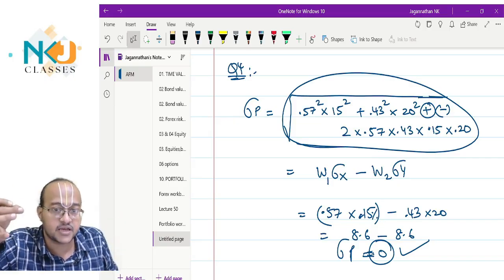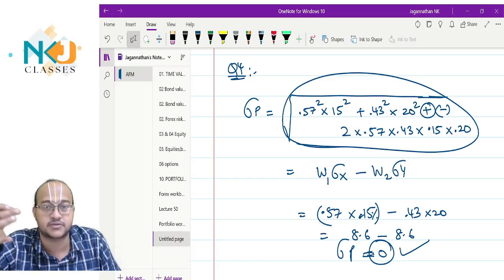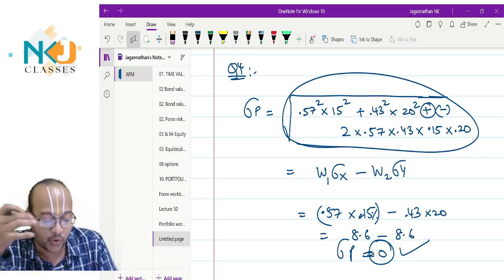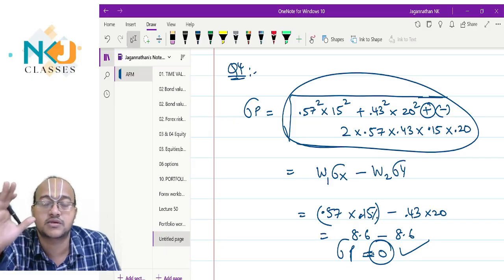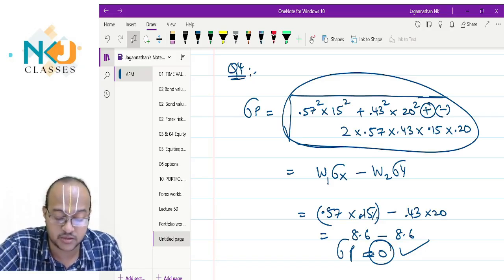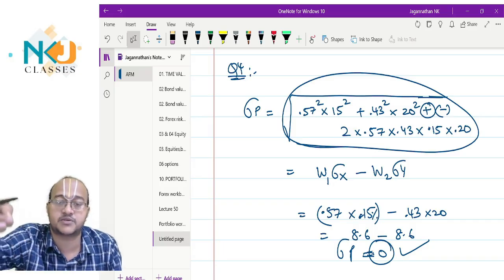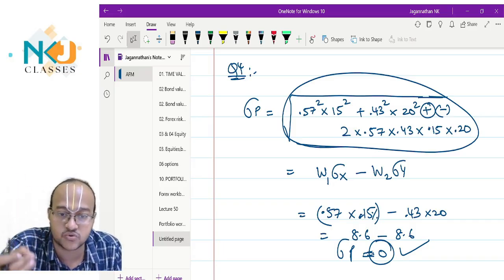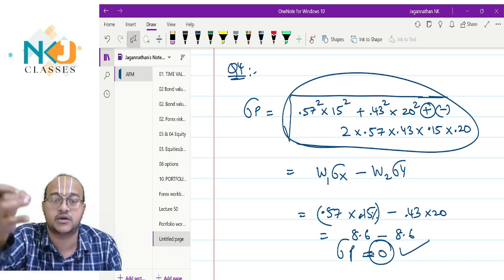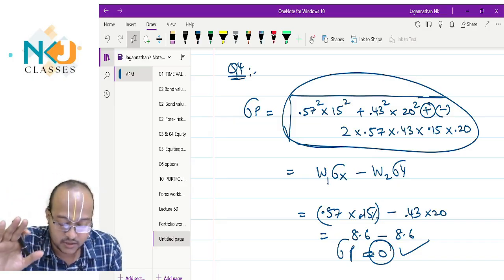If the weight of the individual security in the portfolio is 57% for X and 43% for Y, what will happen? My portfolio risk will become 0. This is called the minimum variance portfolio. This is also possible to construct, but when the question gives 40% and 60%, you compute as per the weights taken in the question. Only when they ask us to find the proportion at which we can construct a minimum variance portfolio do you find the weight of X and weight of Y. Are you all clear with this?